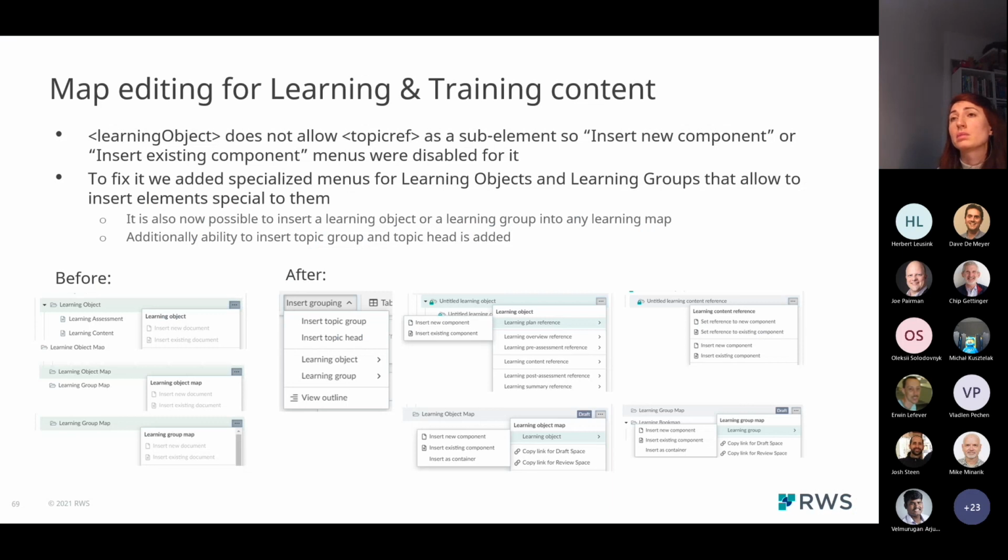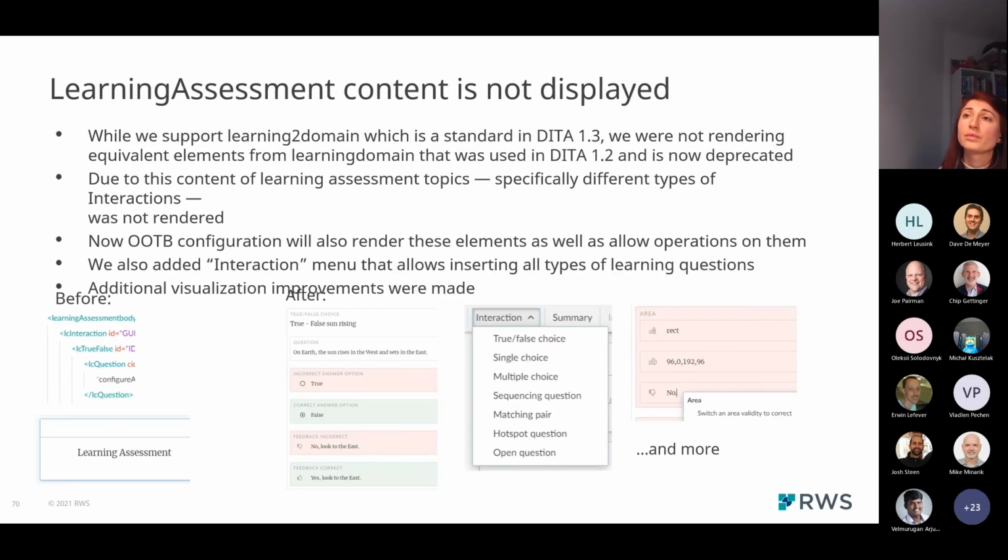It's more appropriate actually to talk about those who are using learning and training content. Before, we didn't have that improved usability in terms of steps, where to go and how to do that, and now we have more clear guidance in the bar with the steps. Basically, the learn content was not displayed, but we actually added it in the interaction menu, and that helps to insert all types of learning questions and so on.